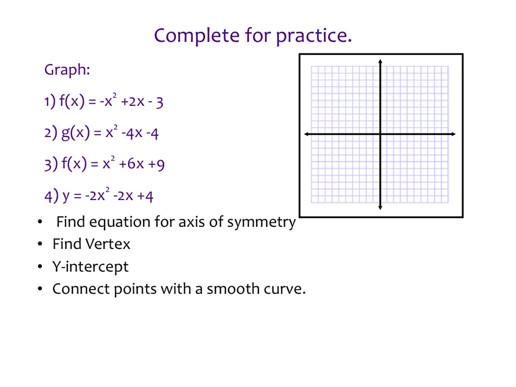Okay, now we're going to complete for practice one of the following 1 through 4. So for these, you're just going to choose one to put in your notes: find the equation for the axis of symmetry, find the vertex, the y-intercept, and connect the points with a smooth curve, what we just did for the last problem in our notes. Again, please choose one of the following 4, and on the next slide I will post the answers for all 4. Good luck!